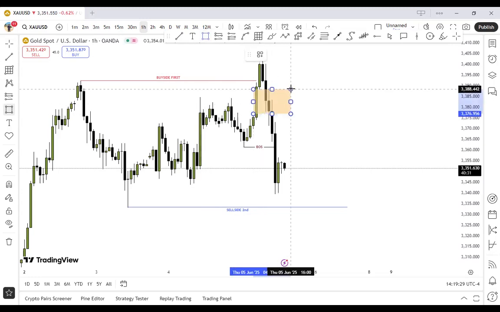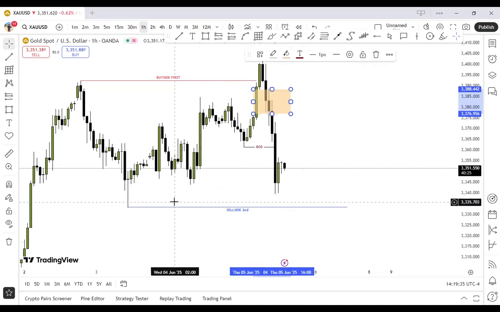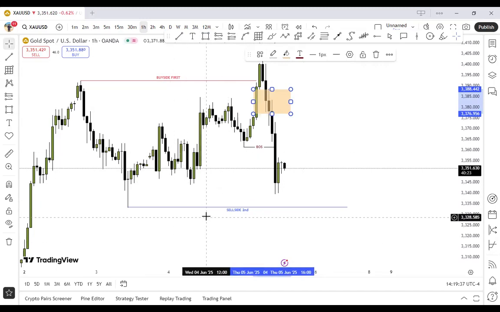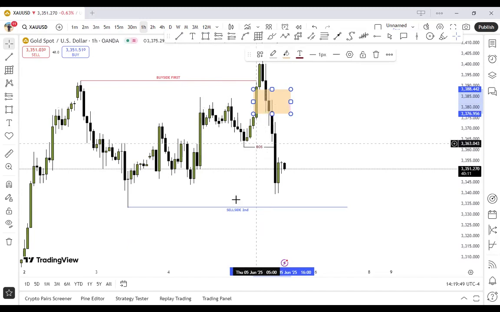I had to ask myself, why is this thing failing? What do we have down here? What do we have that price can go for? And I was like, oh, this thing makes what? Our daily fair value gap. That is why this thing failed. I think it's an indication that price is going to go back into what? Into this fair value gap.